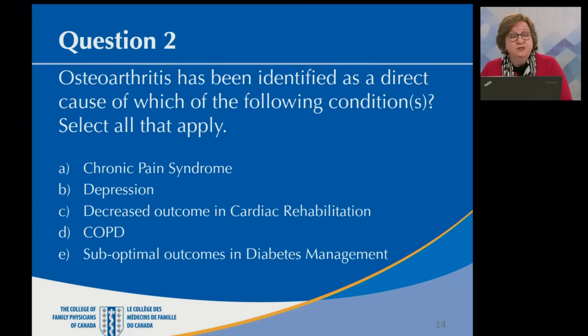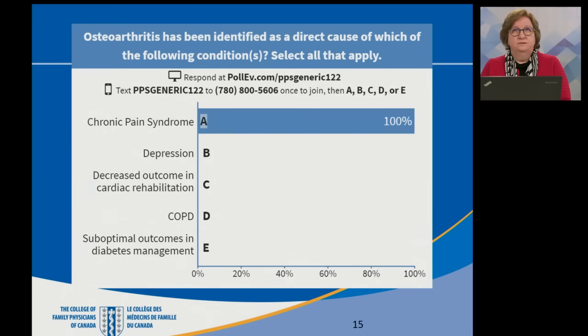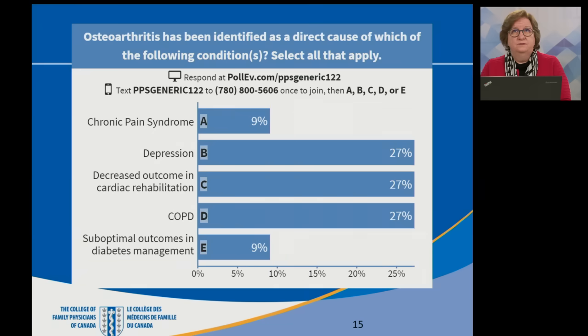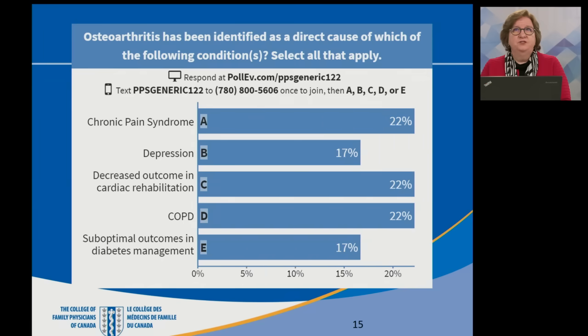Osteoarthritis has been identified as a direct cause of which of the following conditions? With an S, you can actually choose all that may apply. And again, we'll give it a minute as we start to bring in our answers. Okay, so we can see the screen changing.